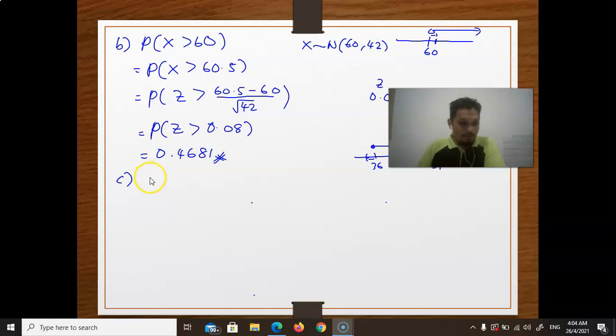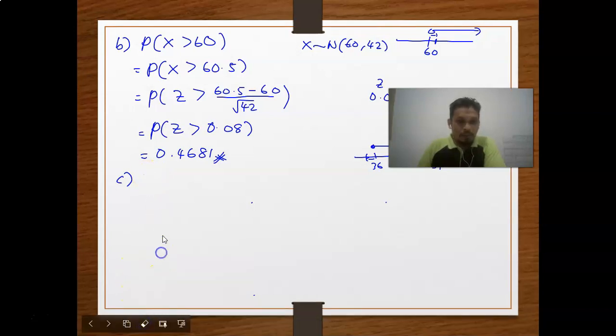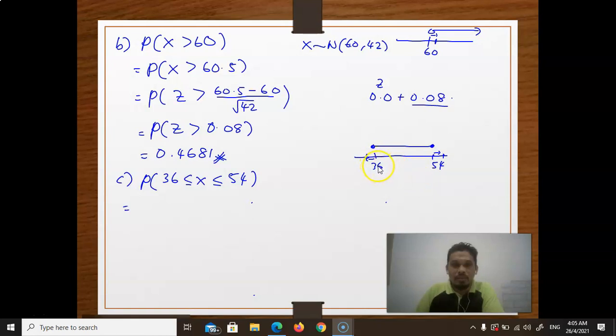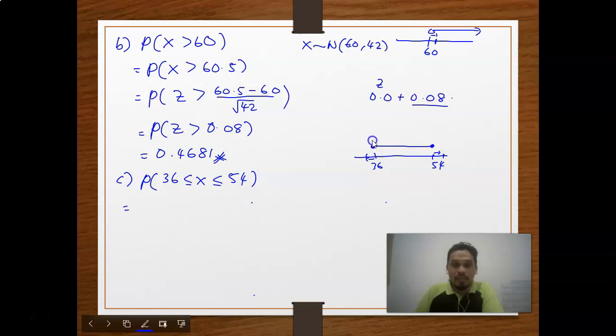Okay, now for C, the probability of X greater than 36 and less than or equal to 54. It is between 36 and 54 inclusive, so we adjust by 0.5 on each side. The probability of X is from 36 minus 0.5, 35.5, to 54 plus 0.5, 54.5. Then transform this from X into the standard normal distribution.